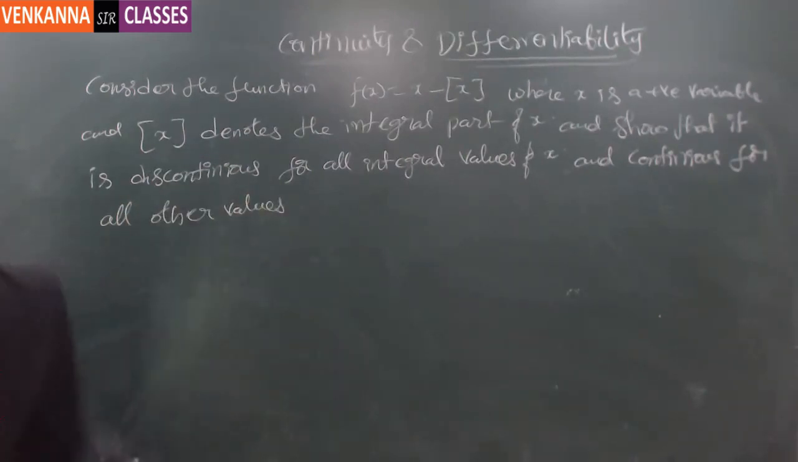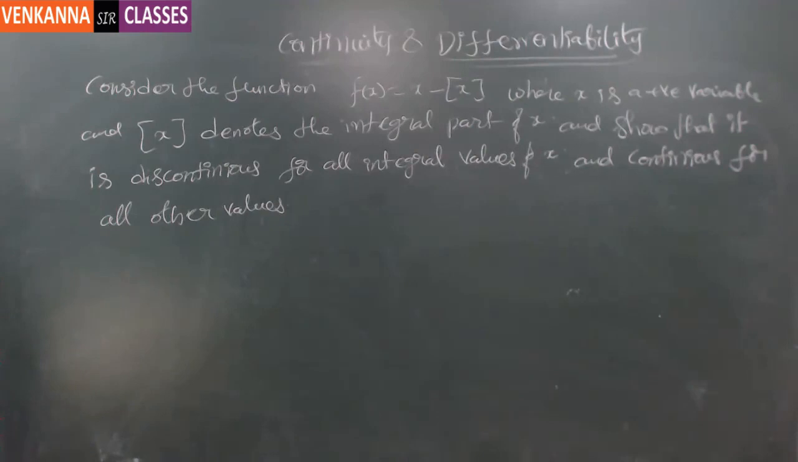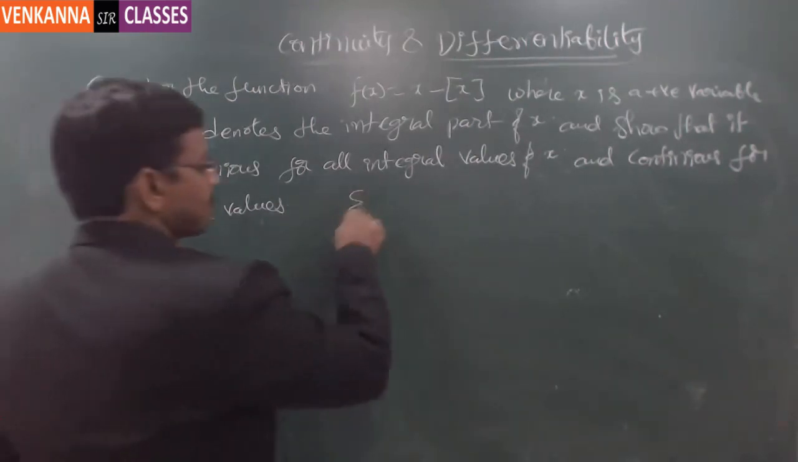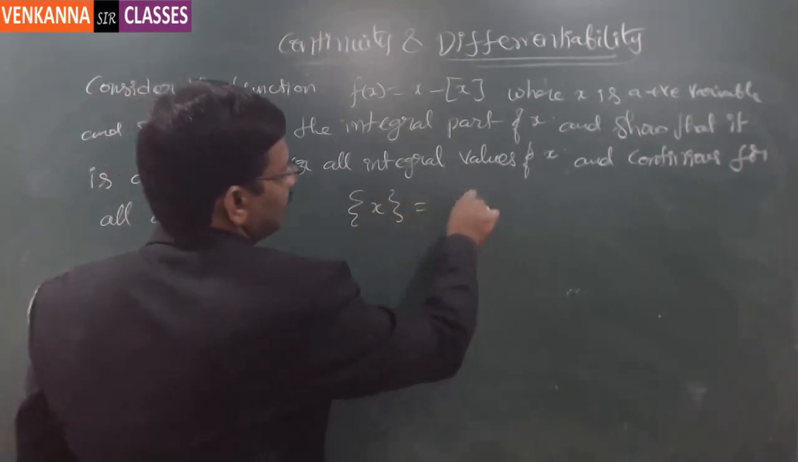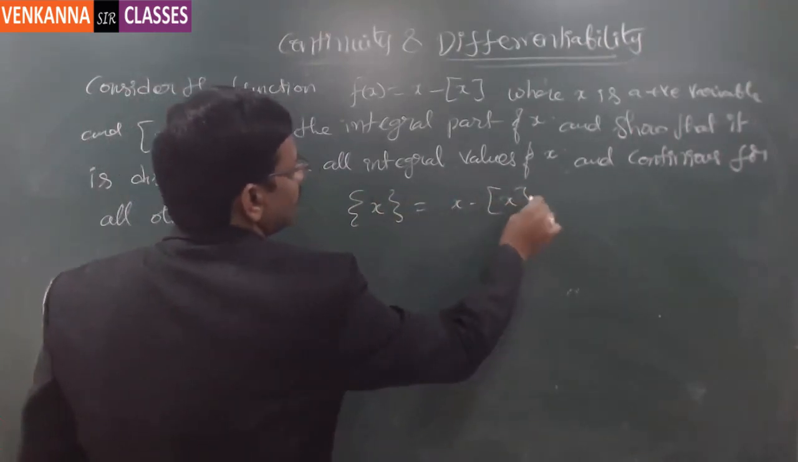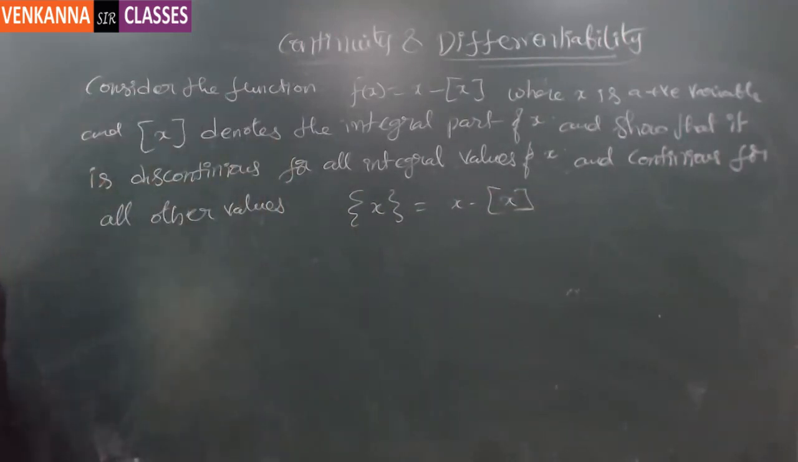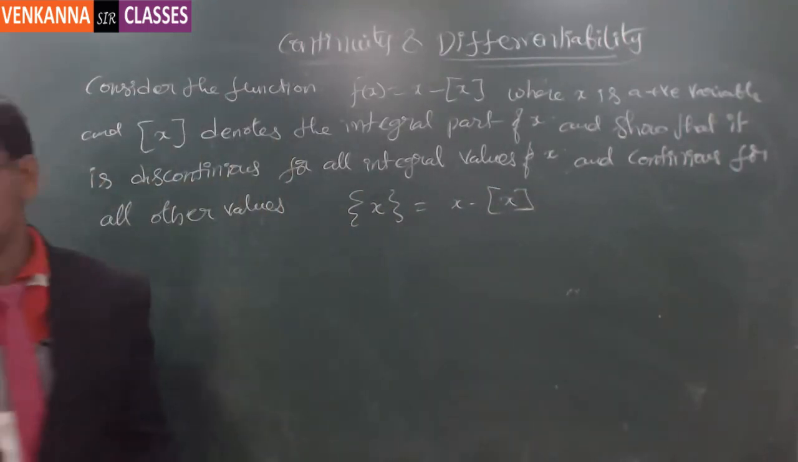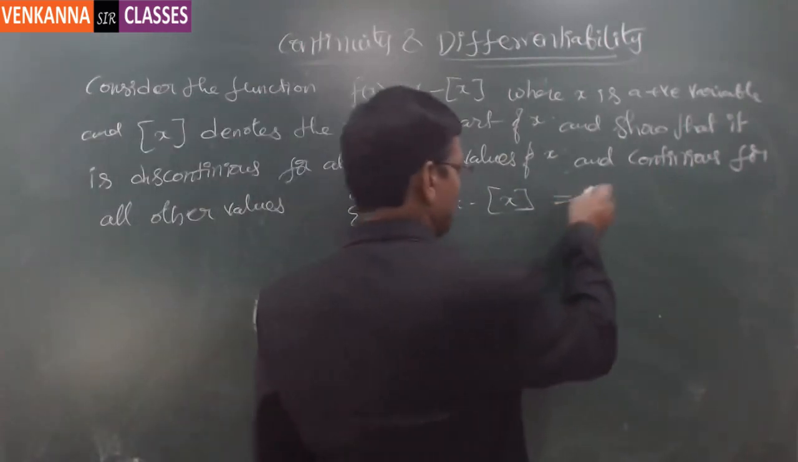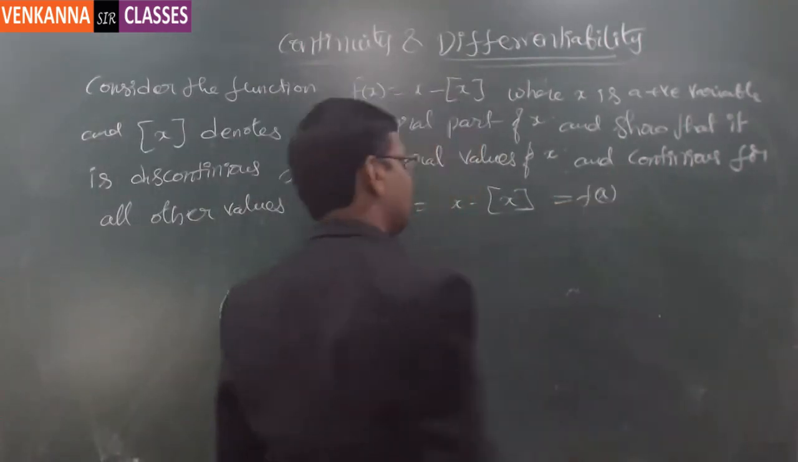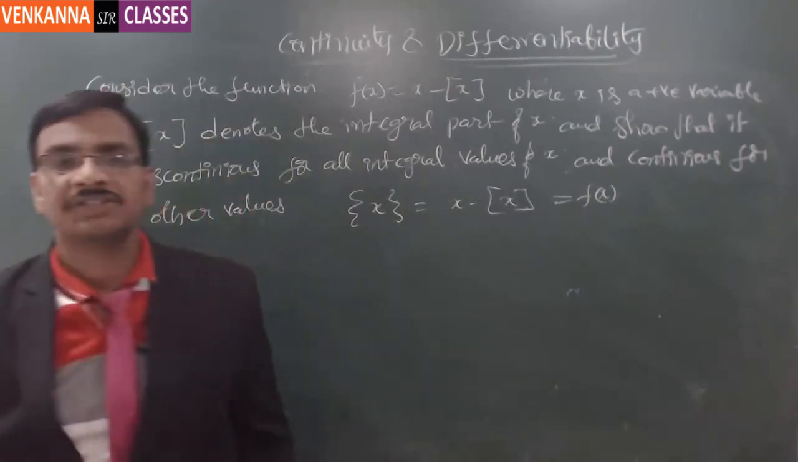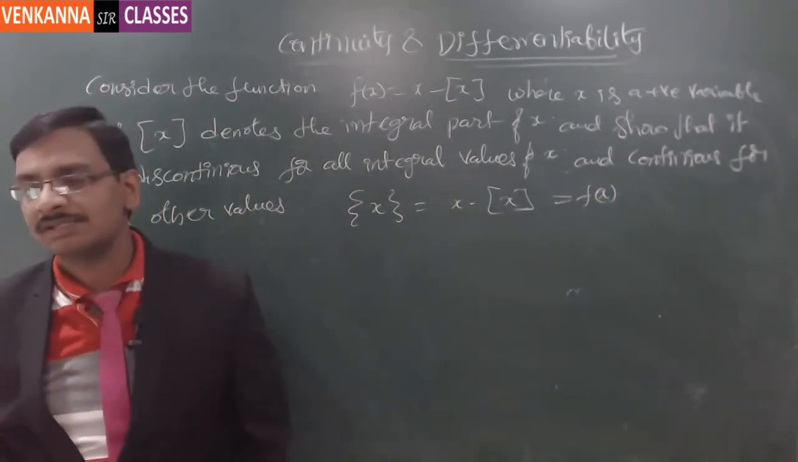Can you solve this? The function is x minus step x. This is also called set x. Set x is equal to x minus step x. Now actually the function is nothing but the set x. This is f of x he has given. Now he asked us to prove that for integral values of x, the function is discontinuous and at the rest of the places it is continuous.